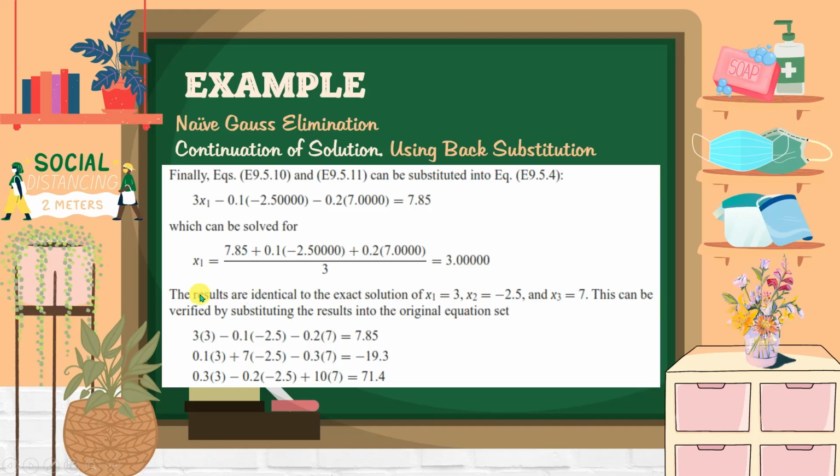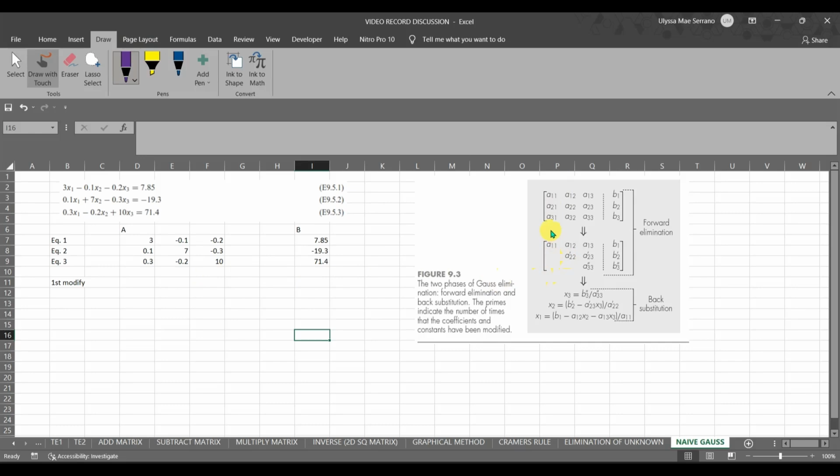In order to check, validate, or verify, simply substitute the calculated x sub 1, x sub 2, and x sub 3 into the three equations. They should have results equal to b sub 1, b sub 2, and b sub 3 respectively. So, in order to understand the solution, we can use Excel applying the naive Gauss elimination. Based on the solution process, the first step is to rearrange the conventional form into matrix form. So, we already did that.